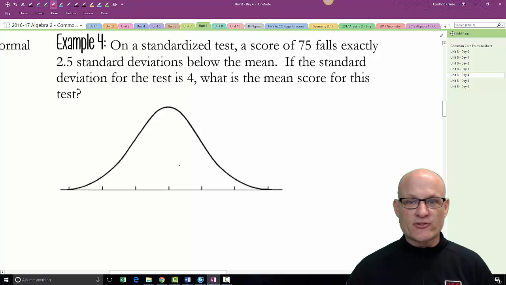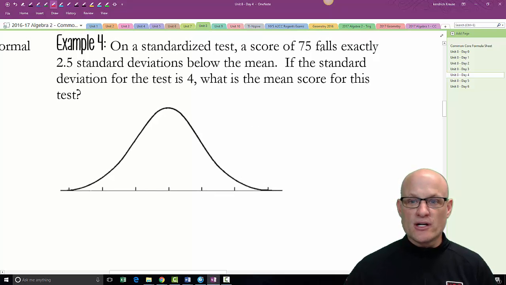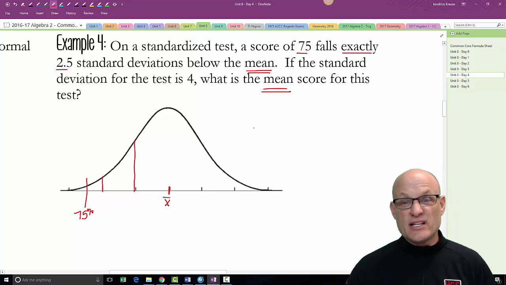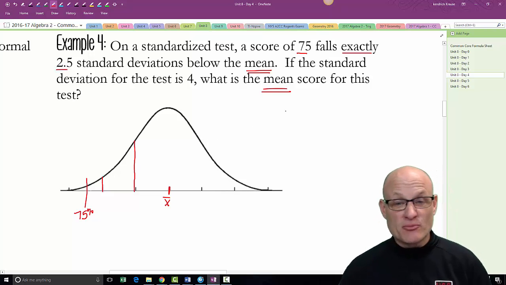On a standardized test, a score of 75 falls exactly 2.5 standard deviations below the mean. Okay, so here's the mean, which we don't know, because that's what they're going to be asking for. If the standard deviation of the test is 4, what is the mean? So, to go from there, we're going to go down 2.5 standard deviations. And I got a 75%. Now, it's 2.5 standard deviations below the mean.